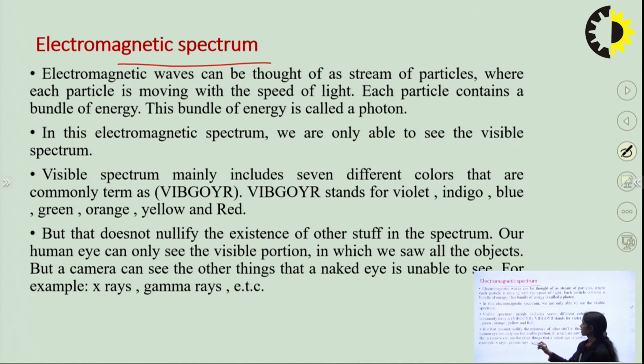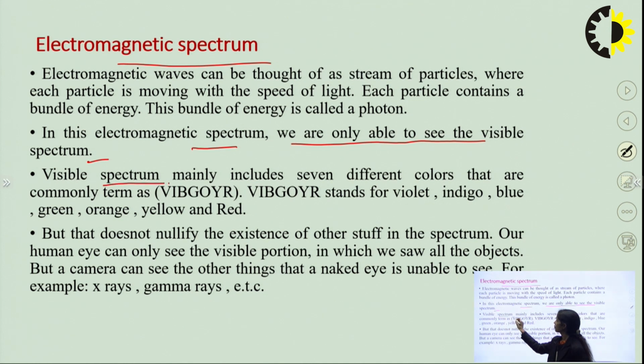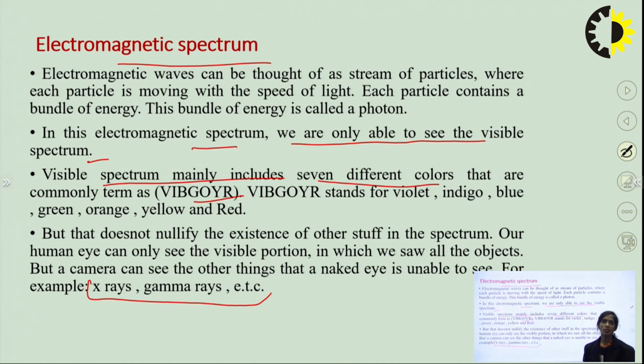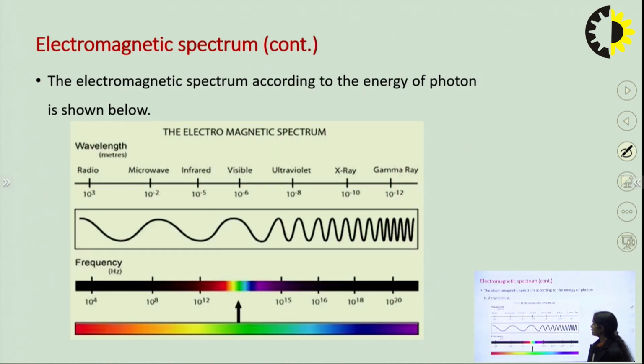In this electromagnetic spectrum we are only able to see the visible spectrum. Basically the visible spectrum includes 7 different colors of light. If we talk about the whole electromagnetic spectrum, we have a range which varies from radio waves up to gamma rays: X-rays, gamma rays, ultraviolet rays, the visible range of light, and this can be seen through this spectrum.